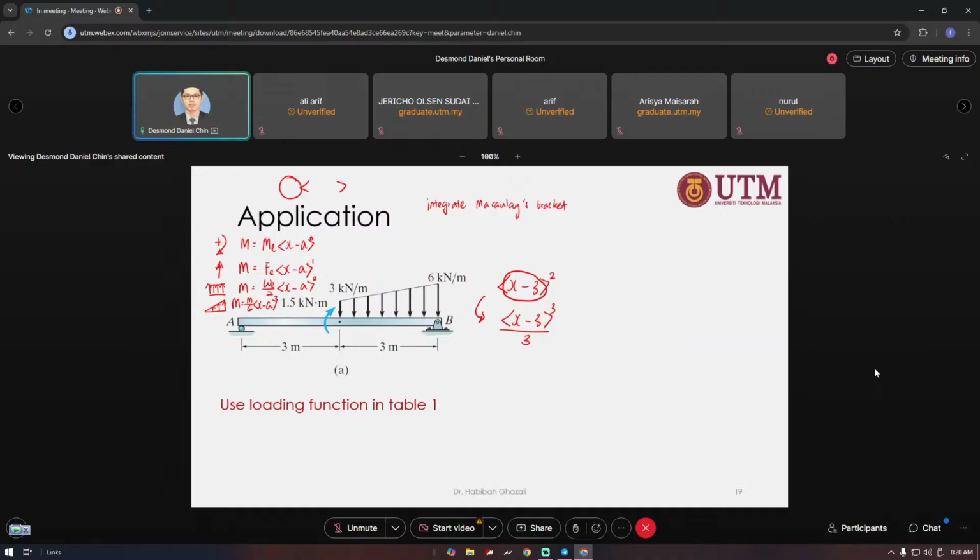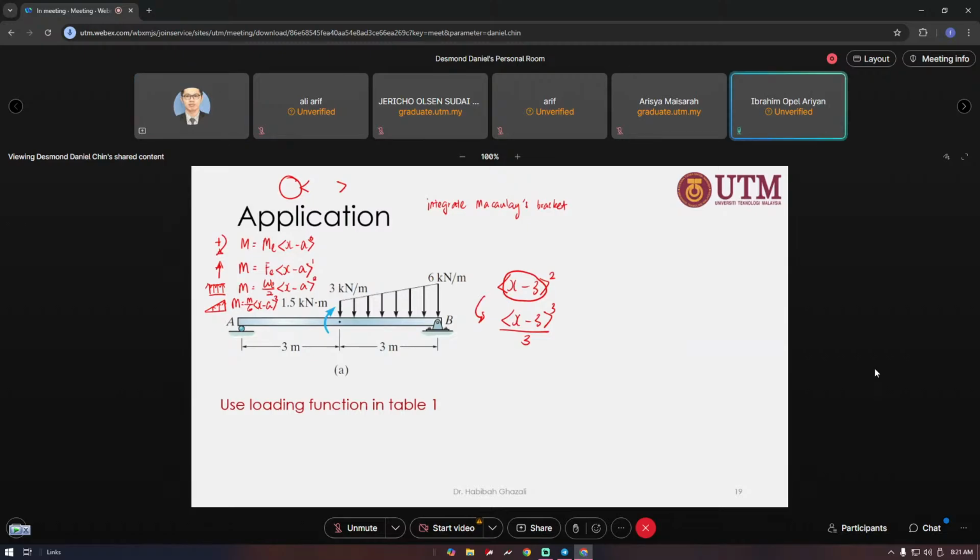Do you understand what I'm talking about? You treat it as one single unknown. Don't expand it. If you expand it, then you do it wrongly. This is the concept of Macaulay's bracket. You must treat it as one single unknown, and then you continue to integrate it. Anyone, do you understand what I'm talking about?